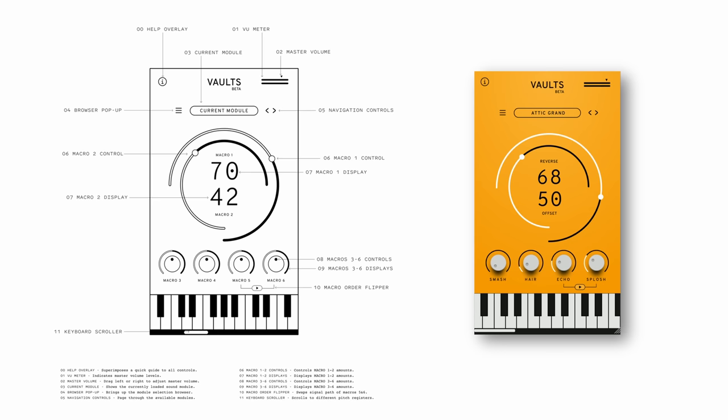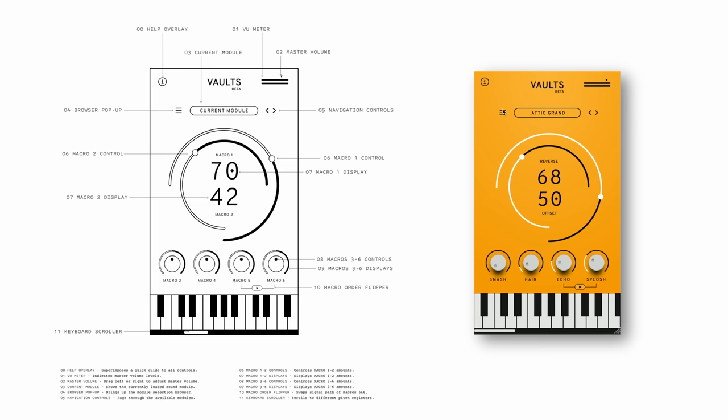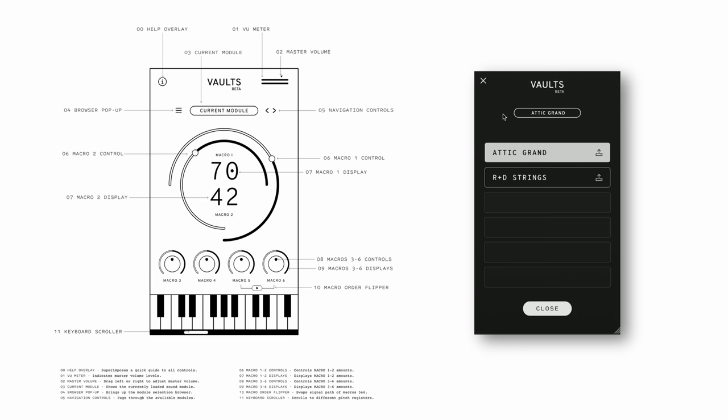Last month, we launched Vaults with just a solitary piano. For those of you who downloaded it, it's time to download an update. And when you launch it, you'll see some subtle differences. If we just click on here, you'll notice there's some new bits here. It's a browser, and it takes you to the second instrument that we've just dropped.